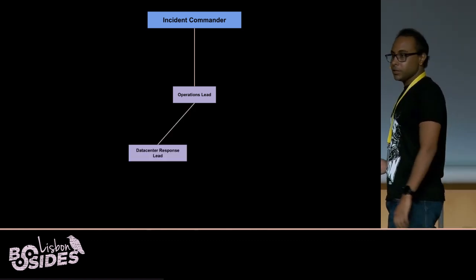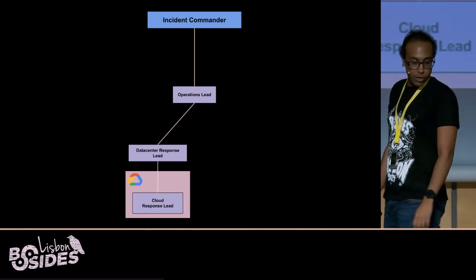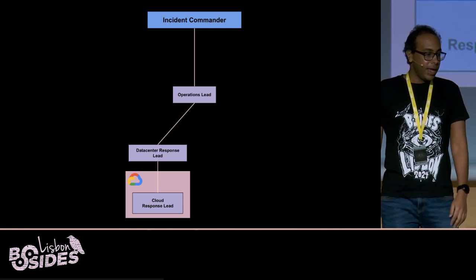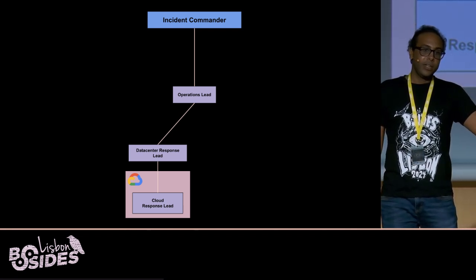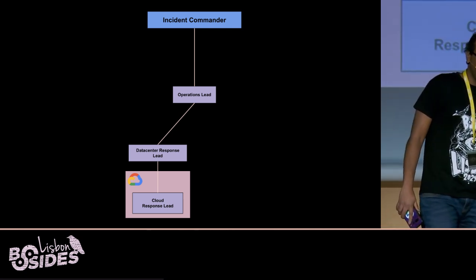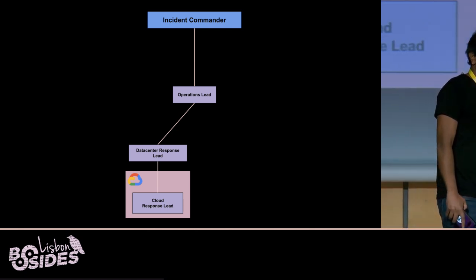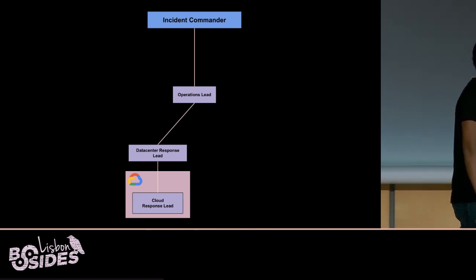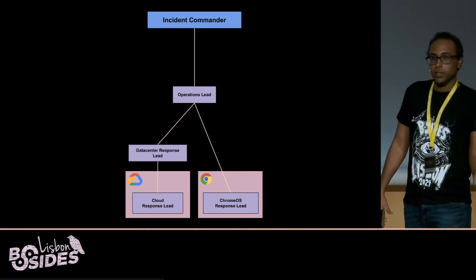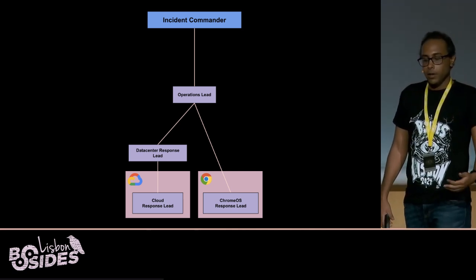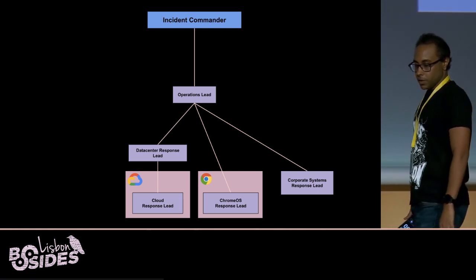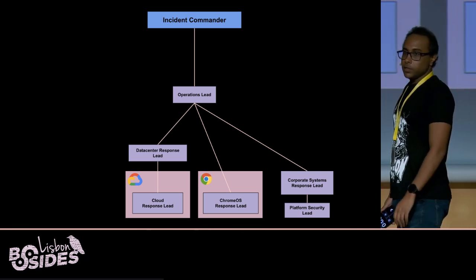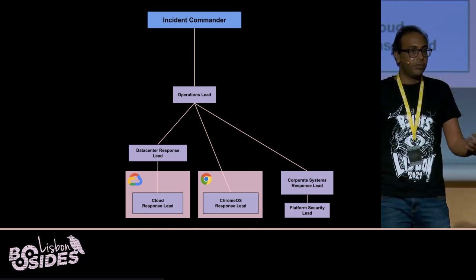Of course, under operations, the operations lead is not going to do everything by himself, so he's going to have to get somebody to lead data center mitigation. And everybody that I'm mentioning here is a lead. Under each lead, there is another team and a lot of individuals under that lead. So in this case, we've had data center response lead, and then cloud response lead, and the person that's actually going to work on mitigating cloud environments. And on the other side, we've got somebody who's going to be leading mitigation for Chrome OS responses. Corporate systems response lead and platform security lead, these are responsible for the corporate side, like internal infrastructure.